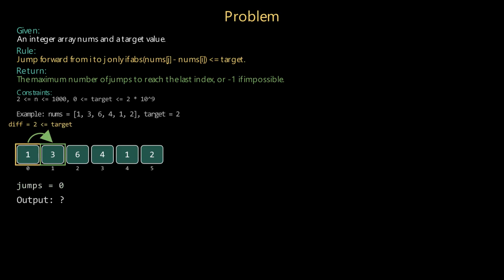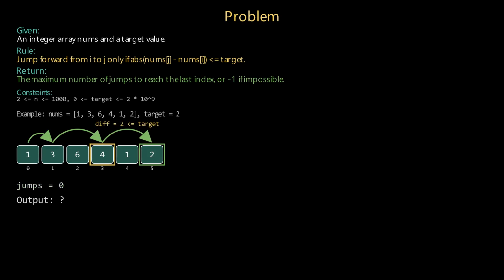From index 0 to 1, the value difference is 2, so this jump is allowed. From index 1 to 3, the value difference is 1, so this is another allowed jump. From index 3 to 5, the value difference is 2, so we reach the last index with 3 jumps. This path uses 3 jumps, and that is the maximum for this example.